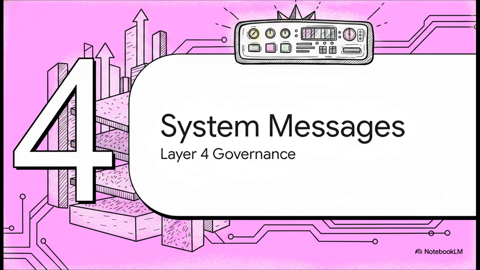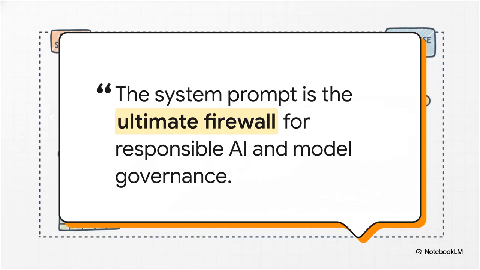Finally, right at the very top of our architecture, we reach Layer 4, System Messages as Model Governance. We need to fundamentally reframe how we view the system prompt. It is definitely not just a place to define a cute persona or politely ask the AI to be helpful. No, in an enterprise architecture, the system prompt is the absolute deterministic firewall. It is the core governance layer that forces responsible AI behavior and lays down strict operational rules.